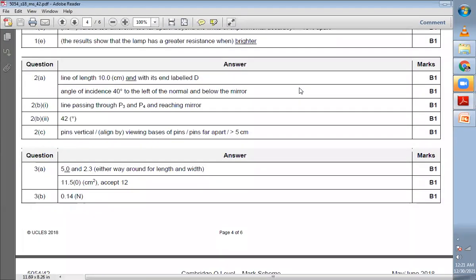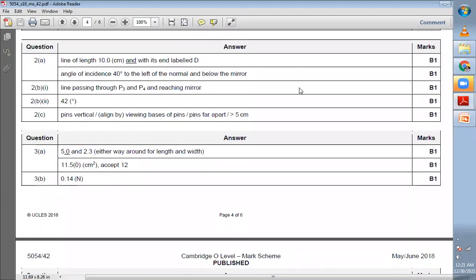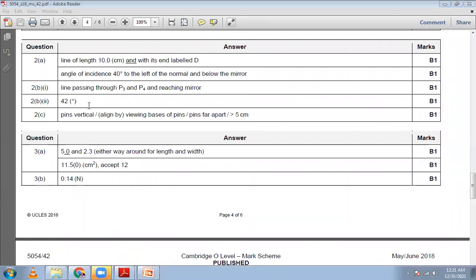Okay. So have a look at the marking scheme. Question number 2. The marking scheme is coming up on your screen, and you can see that it says line of length 10 centimeter and with its ends labeled D. 1 mark for this. Angle of incidence 40 degree to the left of the normal and below the mirror.